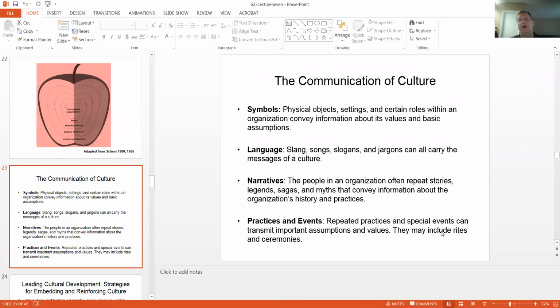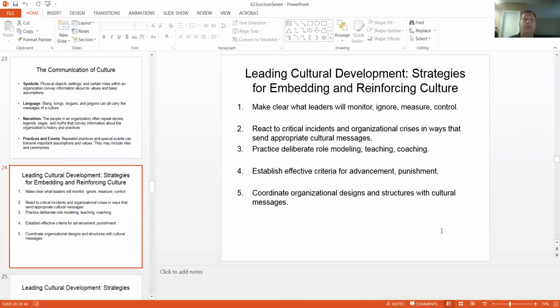And a lot of people are talking about this in their papers as maybe solutions to enhance motivation, or things such as special events to recognize performance, recognize employees. Those types of events can also then communicate culture to employees. So when you are a leader, you have a lot of strategies at your disposal for embedding and reinforcing the culture you want to instill within your organization.